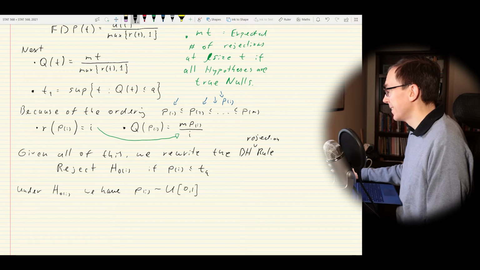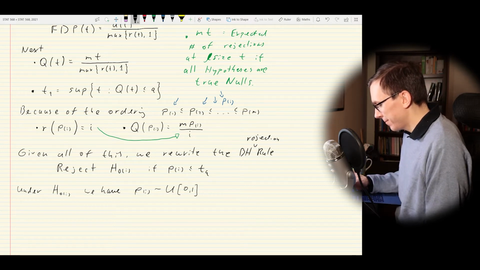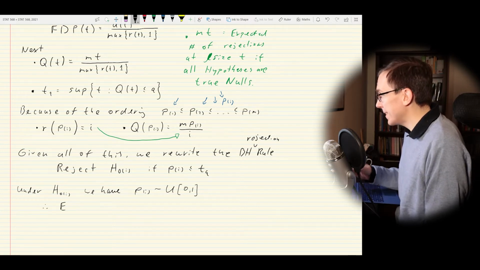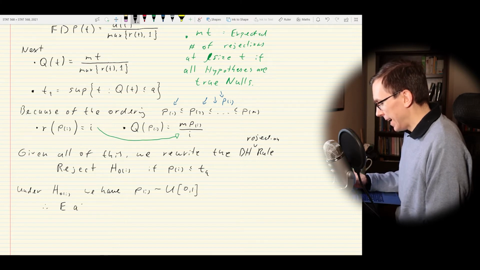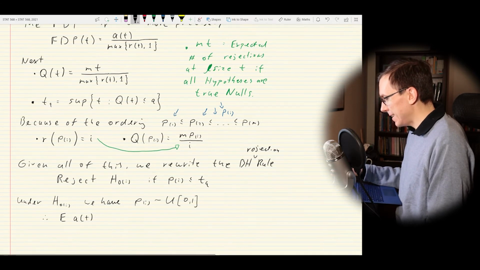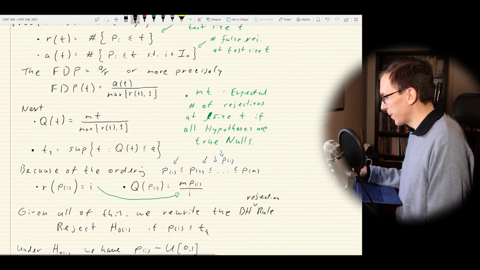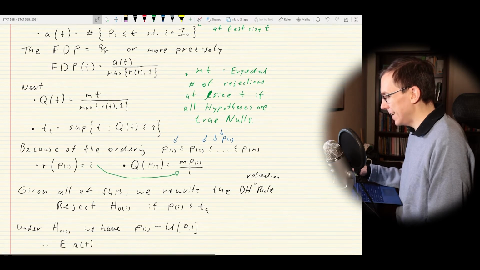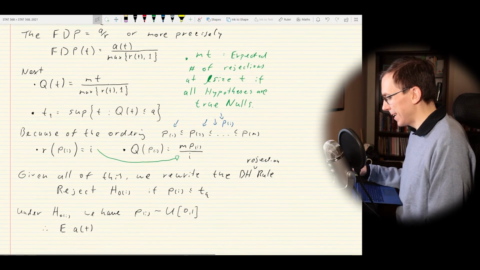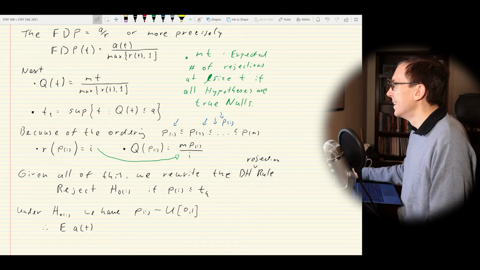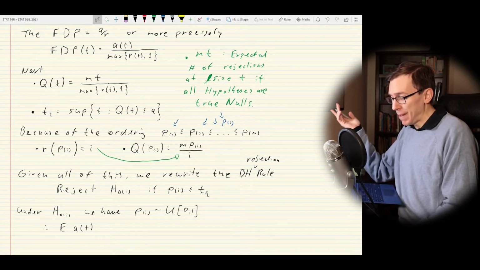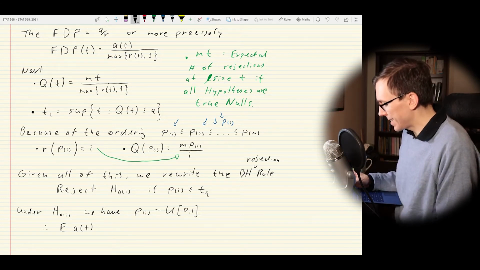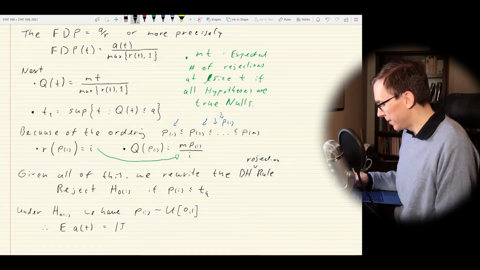So what does that mean? Therefore, the expected value of AT, remember, what is AT? It kind of fell off the top of the page. It's the number of false rejections at a given test size T. I'm not going to squeeze it on the same page. So what would be the expected number of false rejections at a test size T? Well, it's the number of true nulls times T.